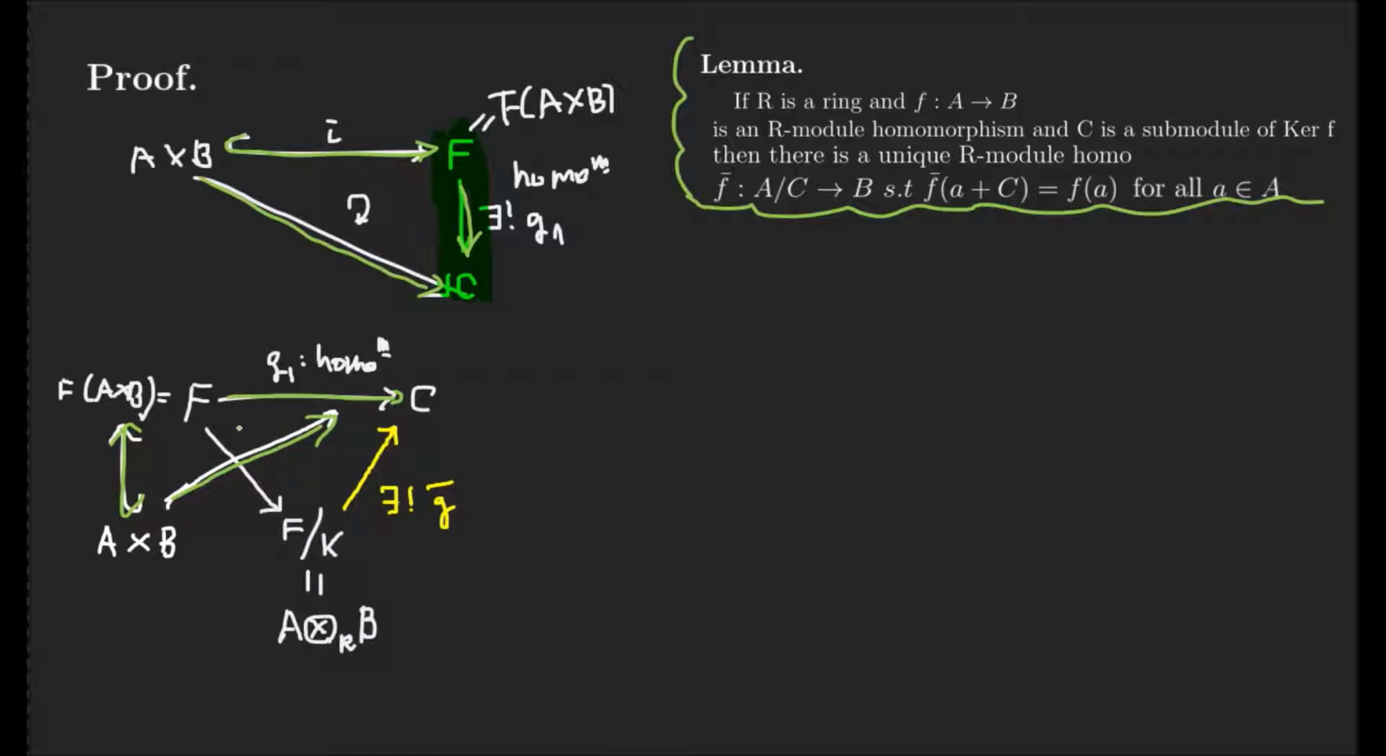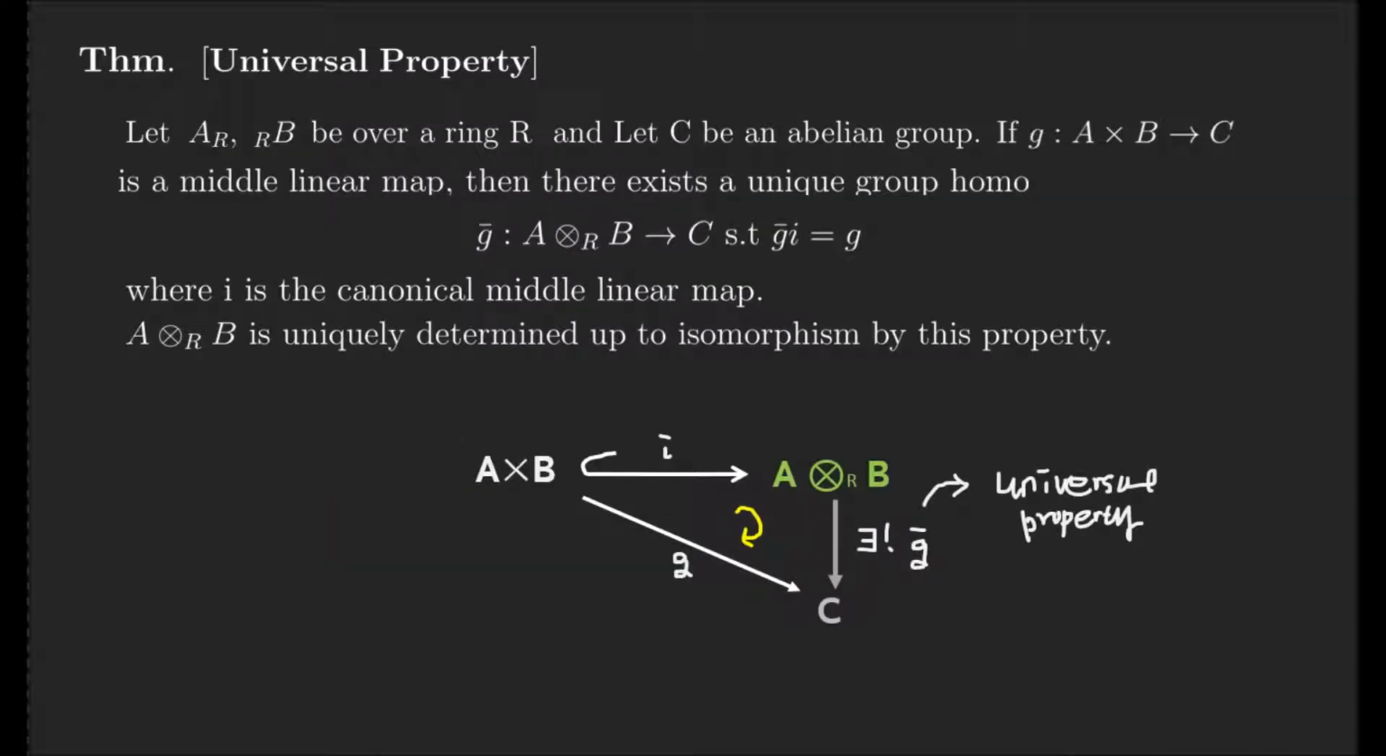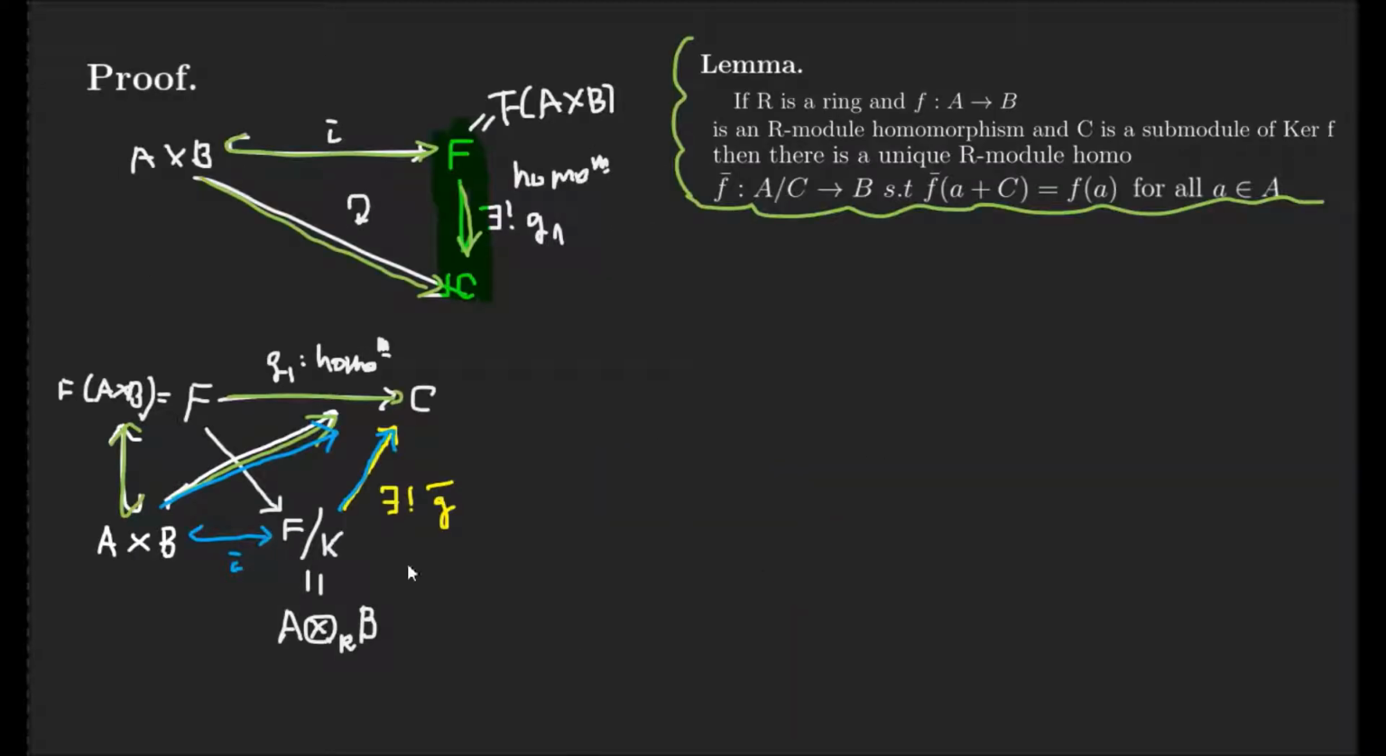And when we consider the universal properties, this is the canonical middle linear map, and there is a unique homomorphism G such that the following commutative relations are satisfied. This blue arrow means here.